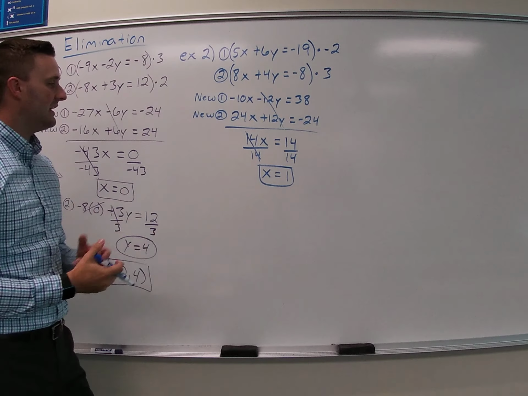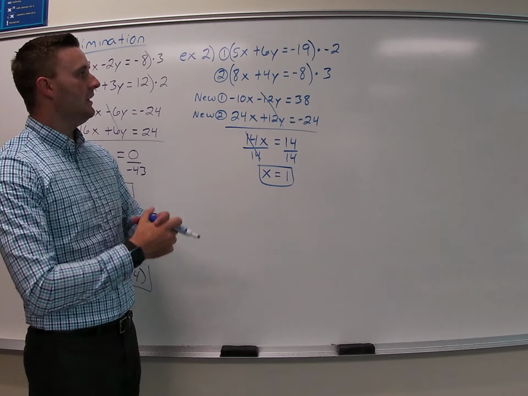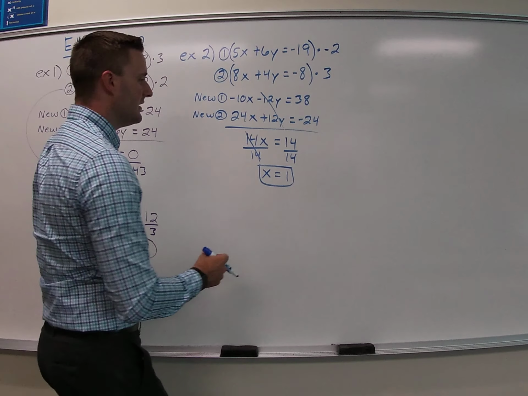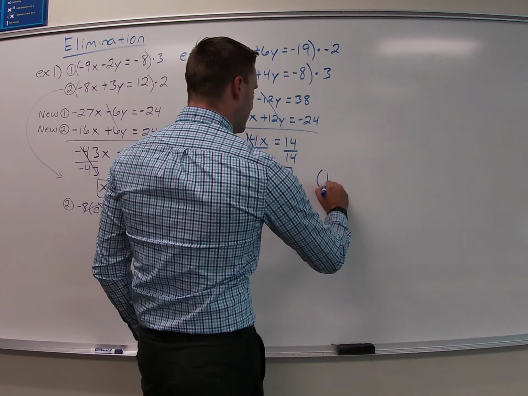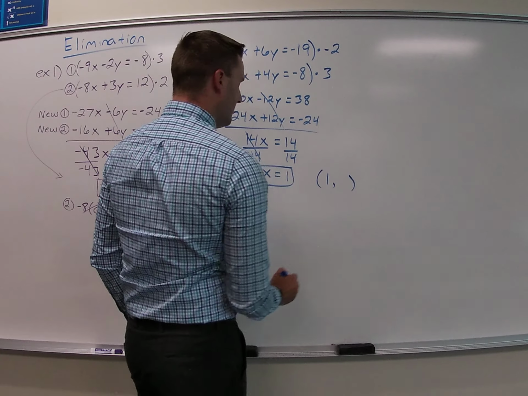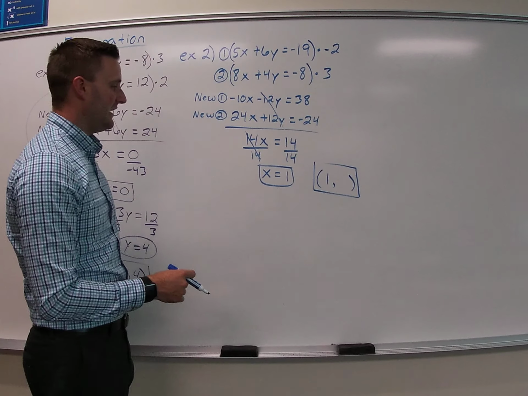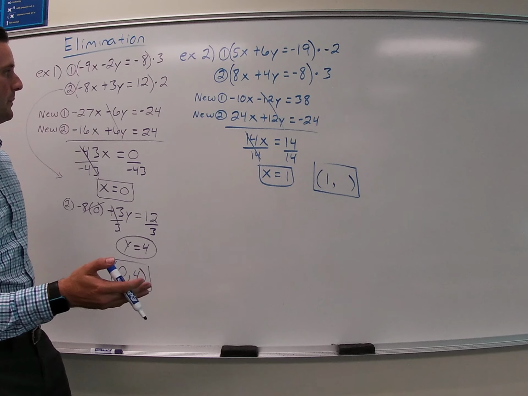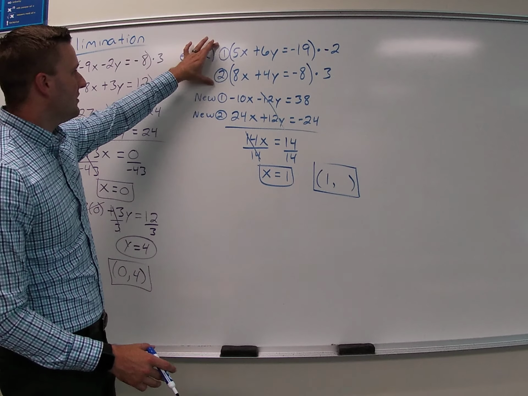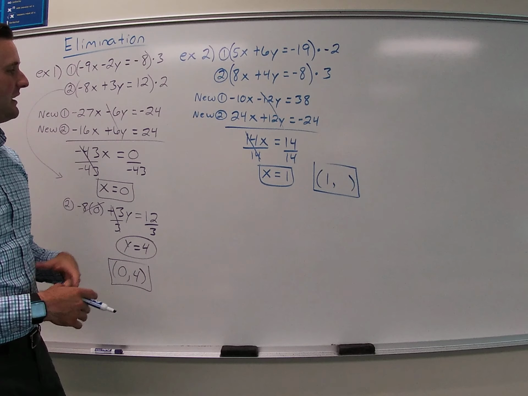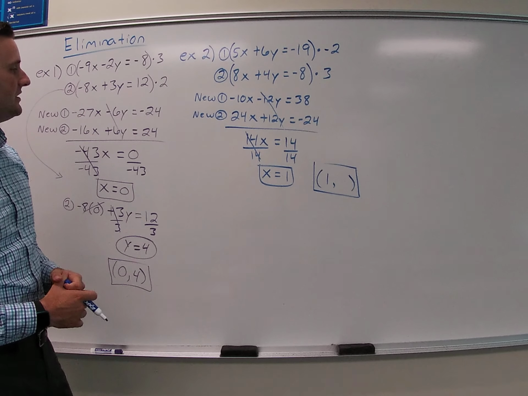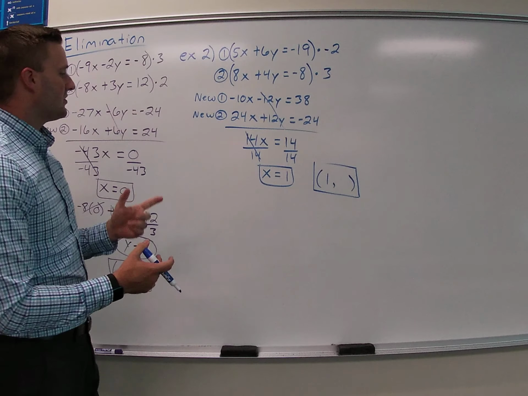Again, that's just half of the answer. We have 1 comma something. We need to know what that something is. So I know that my solution is going to be 1 comma something, but I don't know what that is yet. So this is my answer, but I only have half of my answer. So I have the x, I need the y. Now again, going back to our original lines, 1 and 2, just pick the one that you feel is easiest to deal with. And so I'm just going to do line 1.